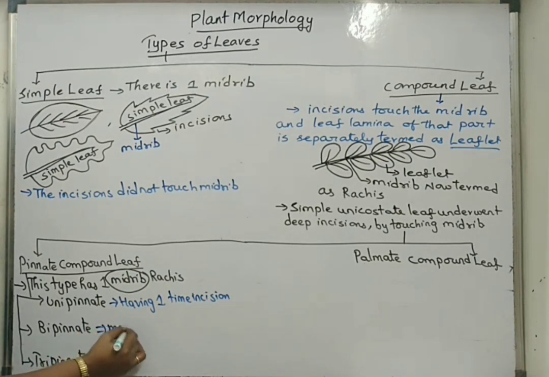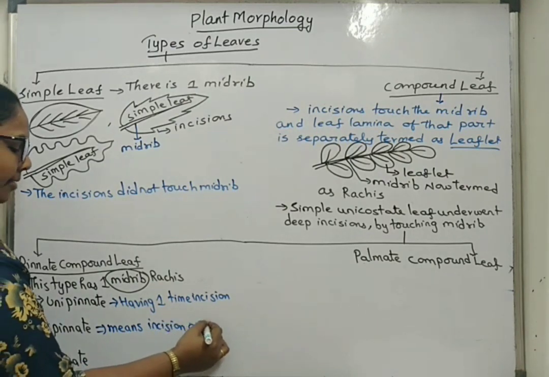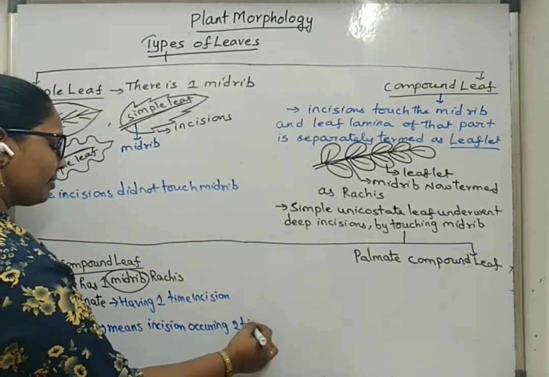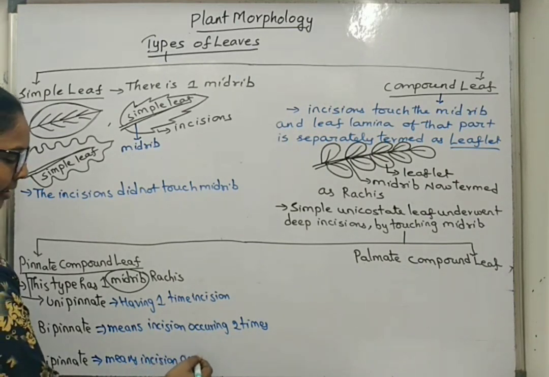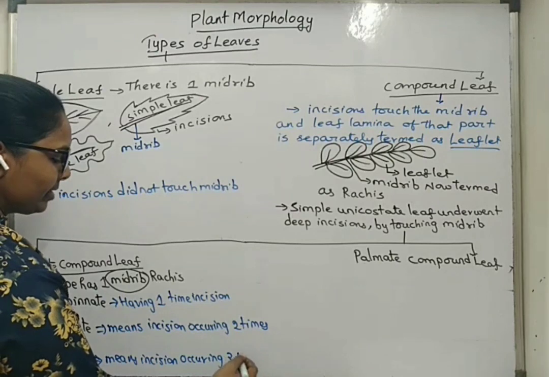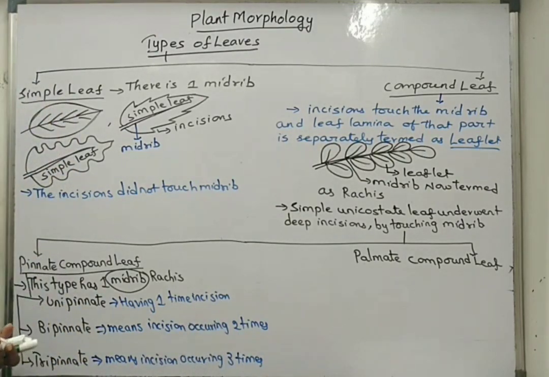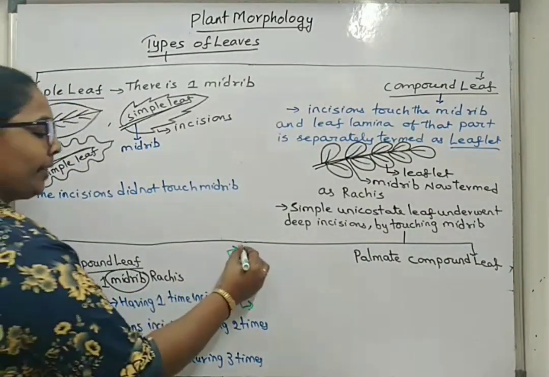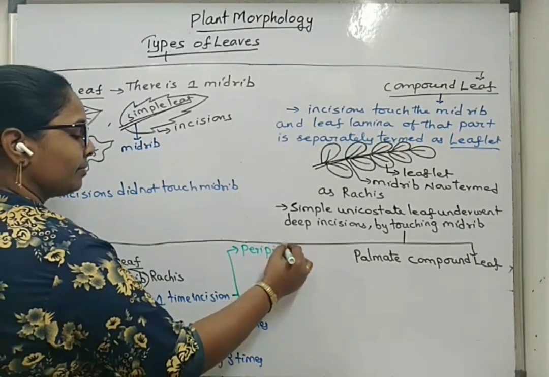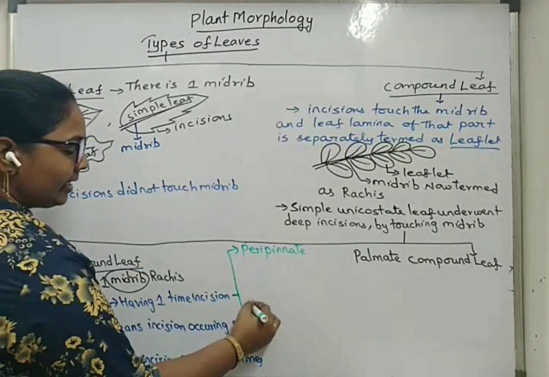Bipinnate means incision occurring two times. Tripinnate means incision occurring three times. Again, the terms like rachis, rachilla will be changed. Unipinnate is again of two different types. That is paripinnate. Another one is imparipinnate.